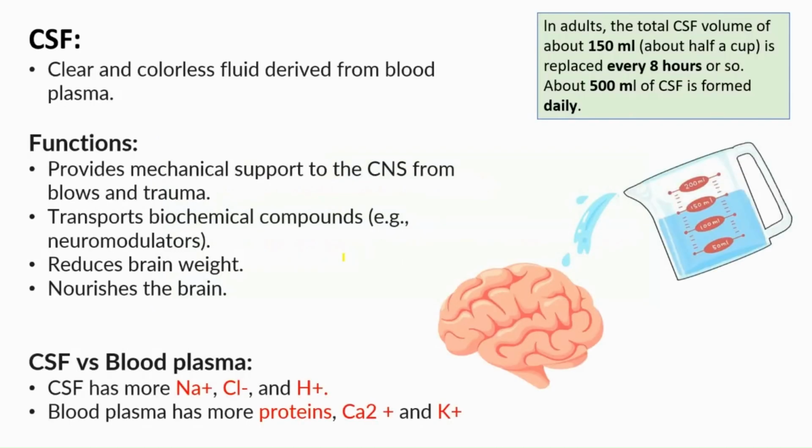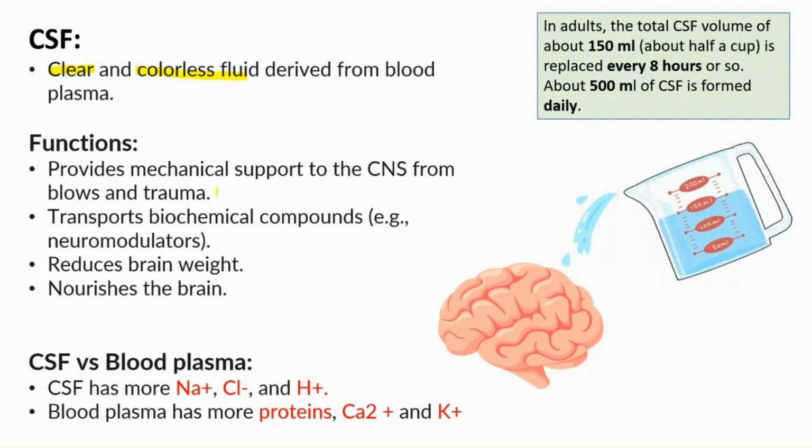Now, moving to the important topic here, which is the CSF, the cerebrospinal fluid. We said it is found in the subarachnoid space, but what is it? Now, the CSF is a clear and colorless fluid derived from blood plasma. It looks like water. The function of the CSF is to provide mechanical support to the CNS from blows and trauma. It's as if you brought the brain and dipped it into a bowl of water. What will happen? In this way, you will reduce the weight of the brain and you will protect it.